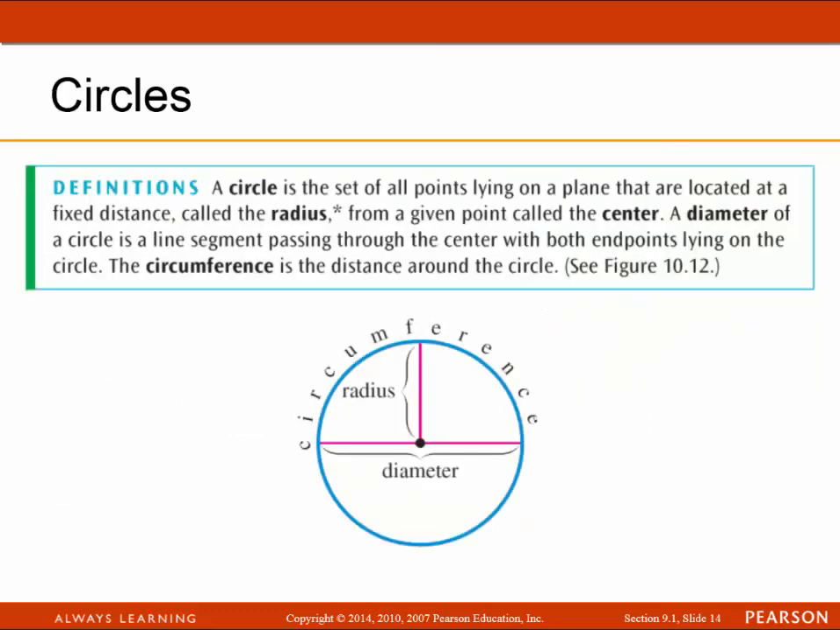Now, a circle is a set of all points lying on a plane that are located at a fixed distance called a radius, from a given point called the center. So the radius is simply the distance from the center point to a point on the circle. Now a diameter of a circle is a line segment that passes through the center with both endpoints lying on the circle, and the circumference is the distance around the circle.